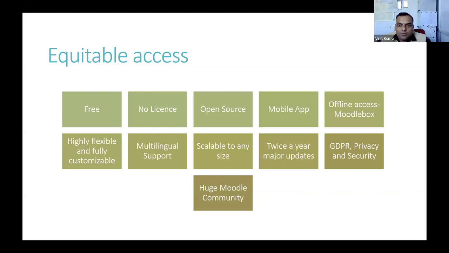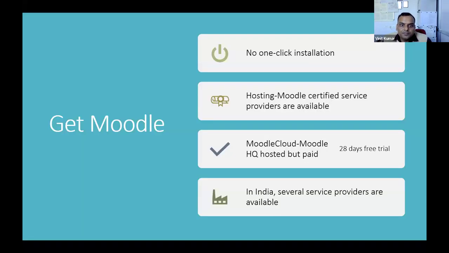The important part for any open source software is that it should have a huge community, so that in case some support is required, there is a community where users can go, ask questions and solve their problems. In that sense, it has a very huge community of users, and they interact on forums and share with each other. On the Moodle website also, the community is available.